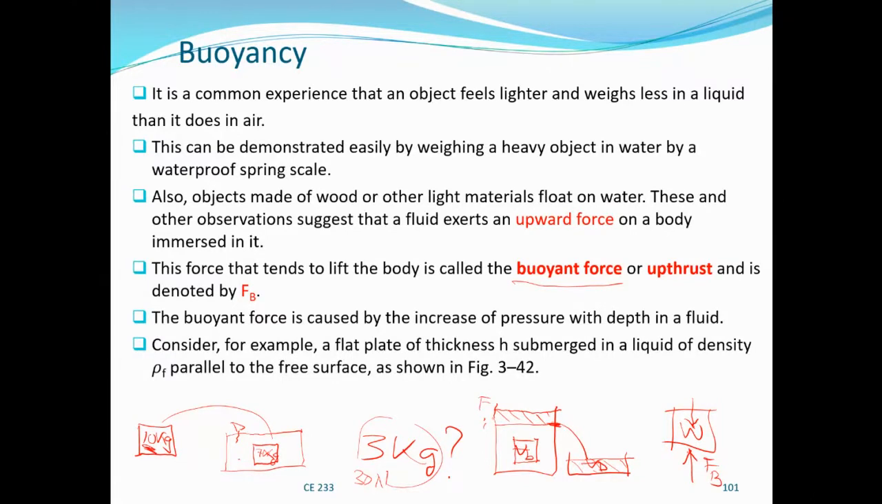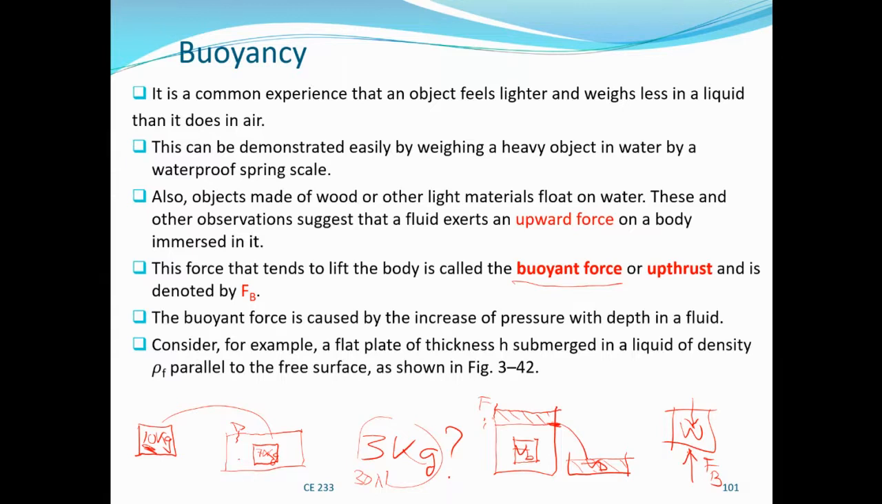Buoyancy is simply the act of lifting something up, the act of floating, pushing something up to the surface. It's an English word, buoyancy. So it's called buoyant force or upthrust. Upthrust because it's a thrust, like a pressure force, but active, pushing vertically upward.